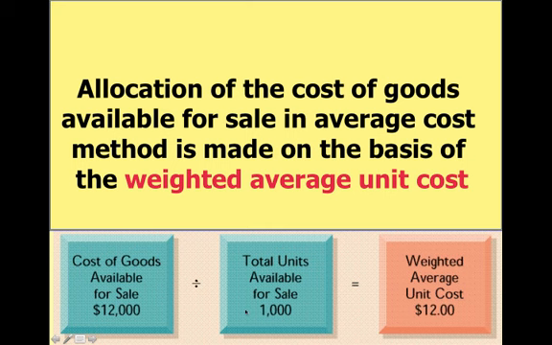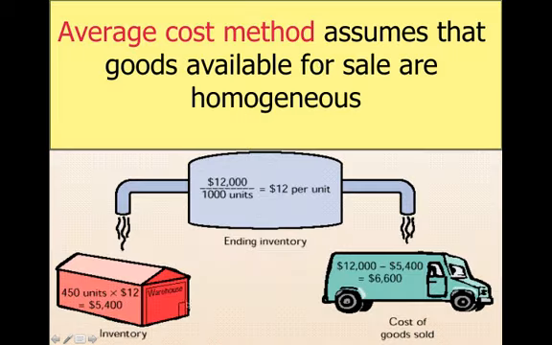So you just have to be really careful that you're taking the goods available for sale divided by the number of units available, not the number of purchases divided by the average price you paid for them. Again, the average cost method assumes that goods available for sale are homogeneous. What we mean by that is the $12 average cost, the weighted average that we got here, is going to be applied to what we had left.